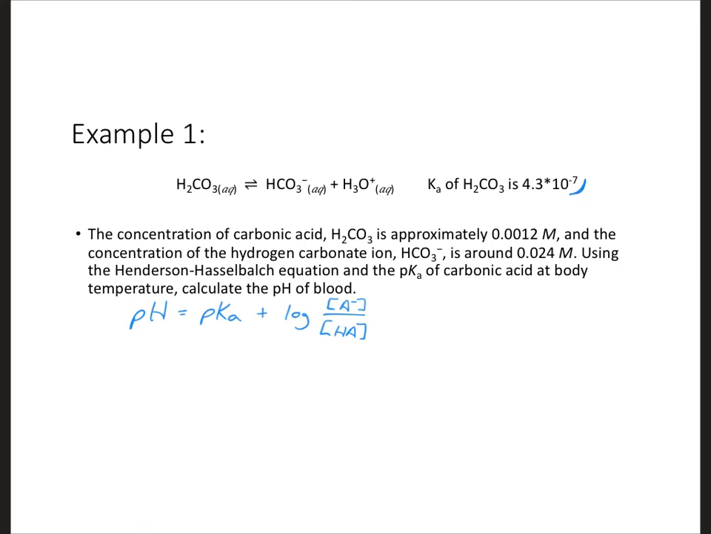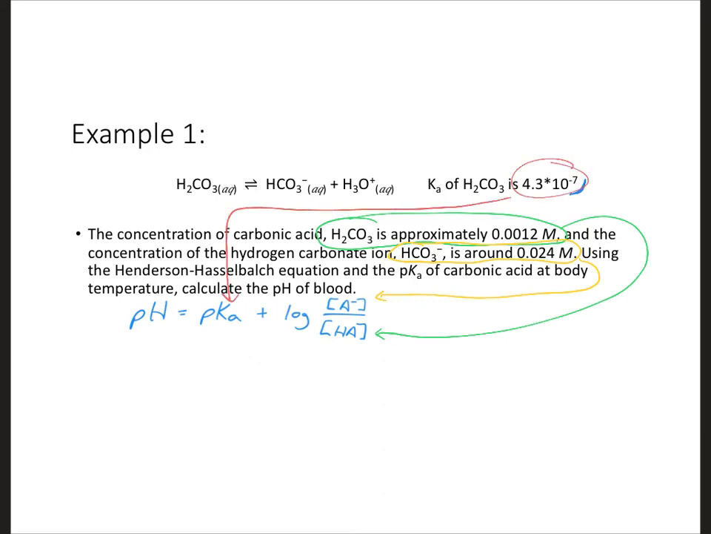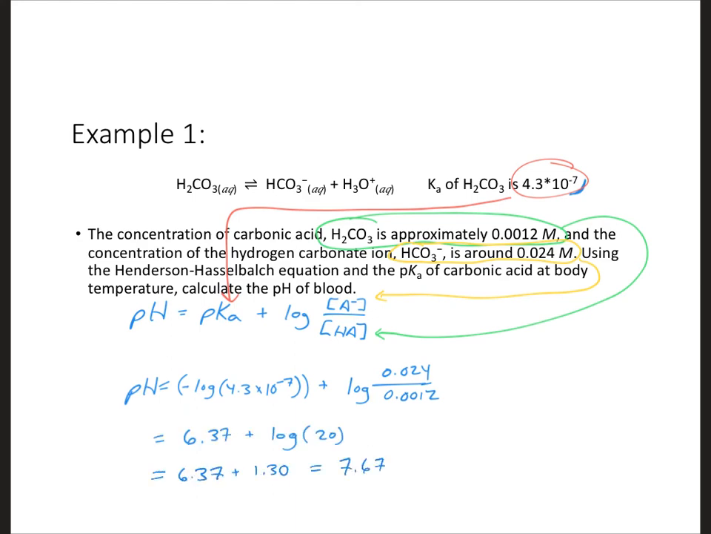I can start thinking about what information from the problem is going to be appropriate for entering into this equation. I have my starting acid concentration. That's going to go down here. I have my anion concentration, the conjugate base concentration, that's going to be going in the top. I have a Ka. That Ka value here is going to be important for me calculating a pKa. So I can go ahead and start to enter that information. I can go ahead and start to simplify that. I can simplify it further. And so my final answer here is that the pH of blood in this example is 7.67.